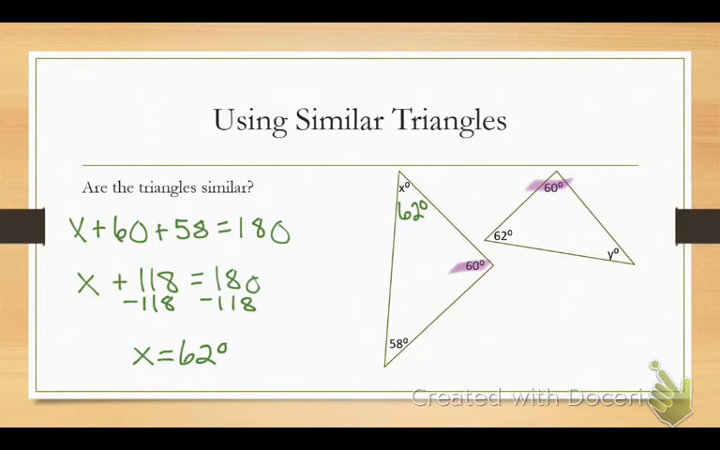So I have 62 in one triangle. Do I have 62 in the other triangle? My answer is yes. And my rule says if I have 2 angles that are the same measurement, meaning I have a 62 and 60 and a 62 and 60, when I add them together and subtract from 180, my third angle is going to be the same measure. So what happens is my answer is yes, because I do have 2 pairs.